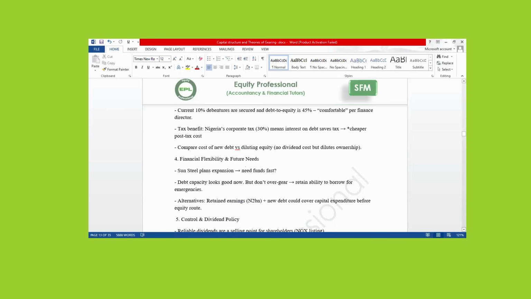As a wise business owner, you are not going to exhaust your borrowing limits. You are going to maintain certain borrowing capacity for emergency uses.